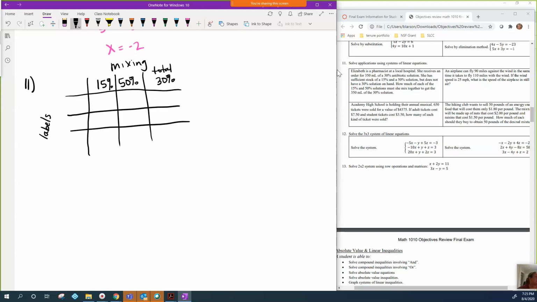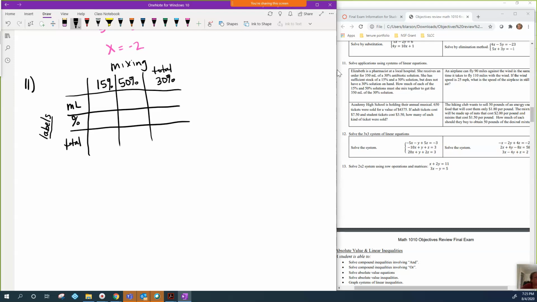Down the side, we see, oh, it gives us milliliters. So when I'm talking about labels, I'm looking for units, I'm looking for stuff like that. So I know something about milliliters, I know something about percentages, and then the total. Okay?